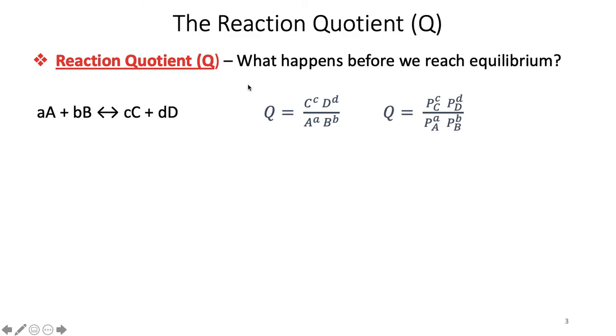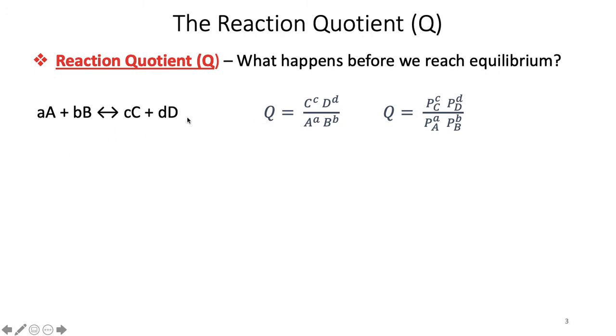What happens, though, to the reactions before we reach equilibrium? How can we know what the status of a reaction is before we reach equilibrium? For that, we look at an entity called the reaction quotient, and we denote it with a capital Q. In this particular reaction, it's a generalized reaction. You can have all 4 or more species or less, it doesn't matter.